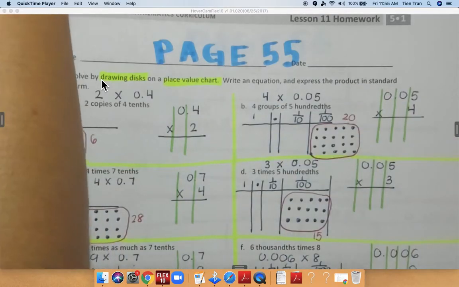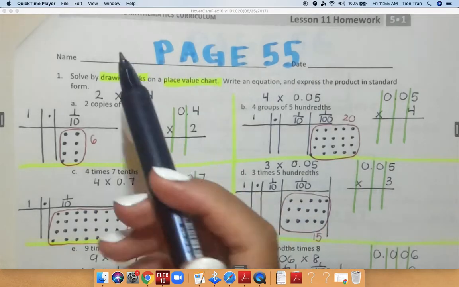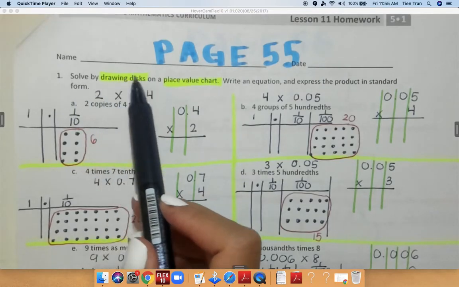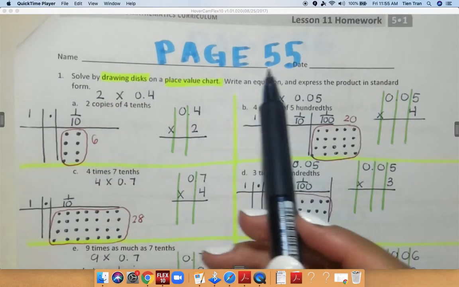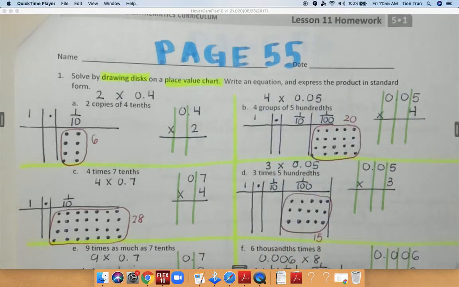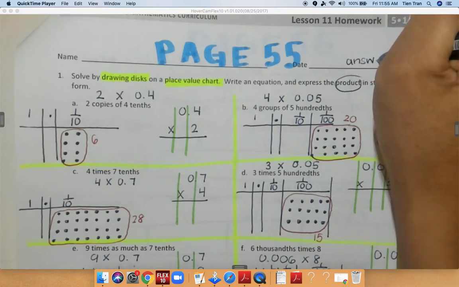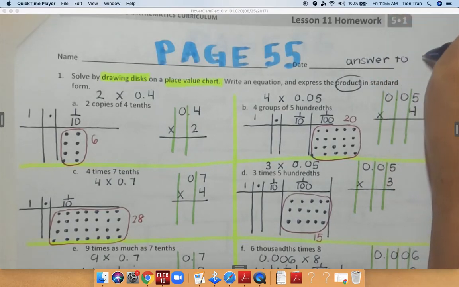We are on page 55 in your book. So make sure you are turning your page to page 55, lesson 11 homework. Okay, so the first thing the question asks you to do is to solve by drawing this on a place value chart, then write an equation and express the product in standard form. Remember, the word product means the answer to a multiplication problem.